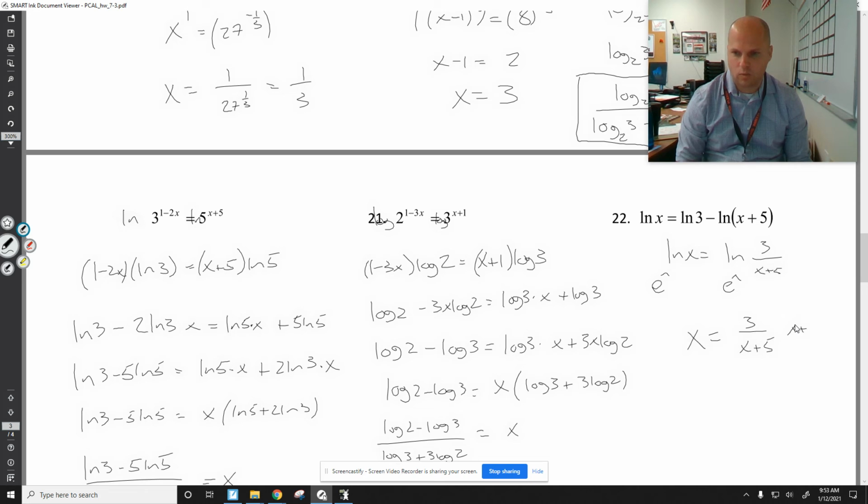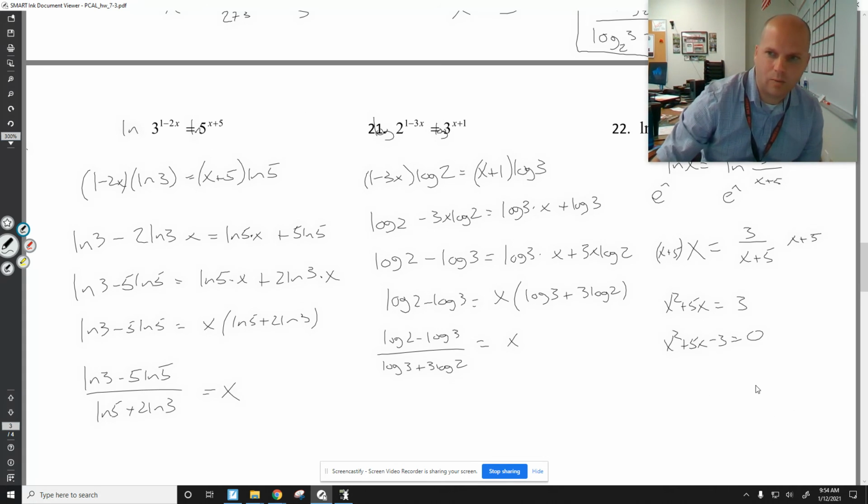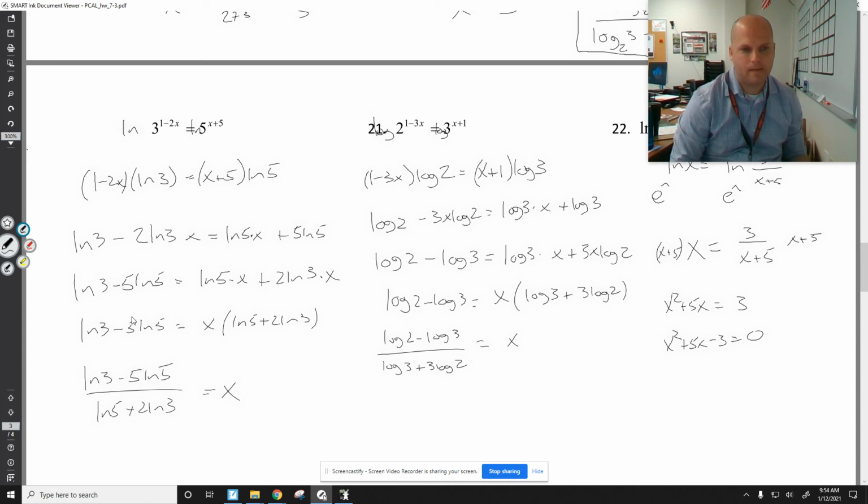Let's get everything onto one level by multiplying by x plus 5. I'm going to distribute. I got x squared plus 5x equals 3. I subtract 3. And I can't factor this. I wonder if there are solutions to this. I'm going to come back and double check. I'm going to say right now cannot factor.